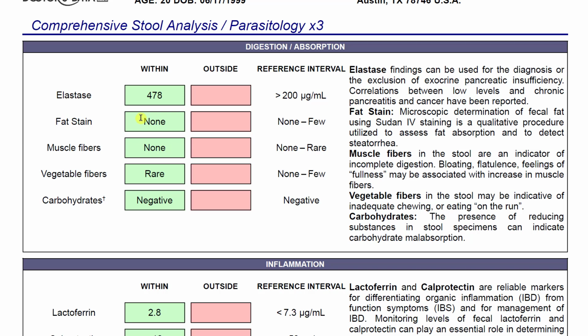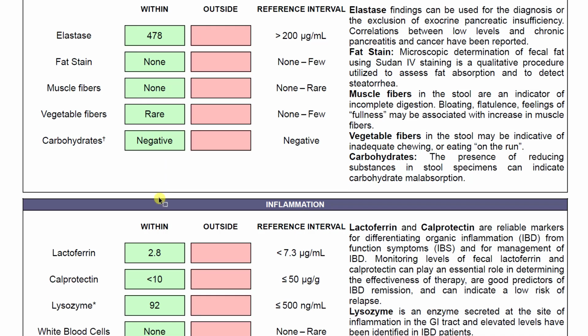For the fat stain, no undigested fats were passing through, and no undigested muscle fibers were passing through. Rare amounts of vegetable fibers were passing through, which could indicate that maybe you're eating in a hurry, maybe you're not chewing well, and or you lack digestive enzymes to be able to break these foods down. Stomach acid would be the most important one to address there. So this could indicate some stomach acid deficiencies, and I would want you to use digestive enzymes while we're still in the investigative process trying to figure out what's going on. As far as carbohydrates, it's negative, indicating that for general carbohydrates and starchy foods, there's no malabsorption or problems there.